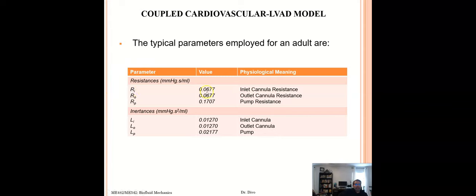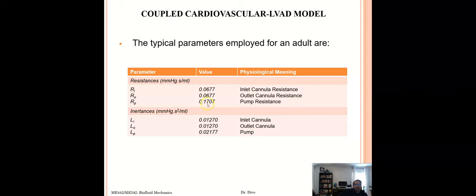The inflow cannula has a resistance of 0.0677 millimeters of mercury per milliliter second. As compared, for example, to the systemic circulation resistance, which can be anywhere between 0.5 and 2, depending on the level of activity, this is an entire order of magnitude or more below the systemic resistance.